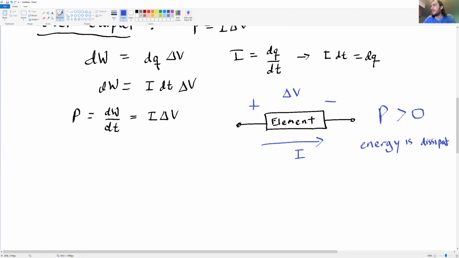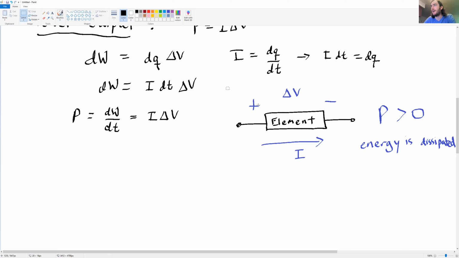This is just a convention that we establish for power balance in a circuit. In other words, energy conservation in a circuit. So if an element has a current flowing from high potential to low potential across any element, then the power is dissipated, and we write the power as a positive number.